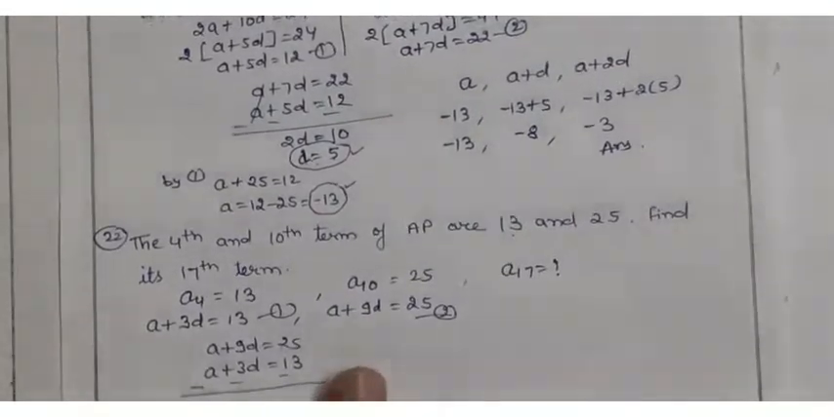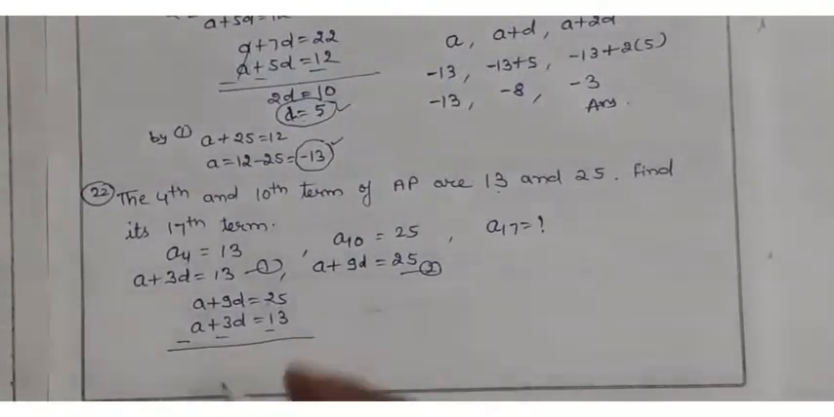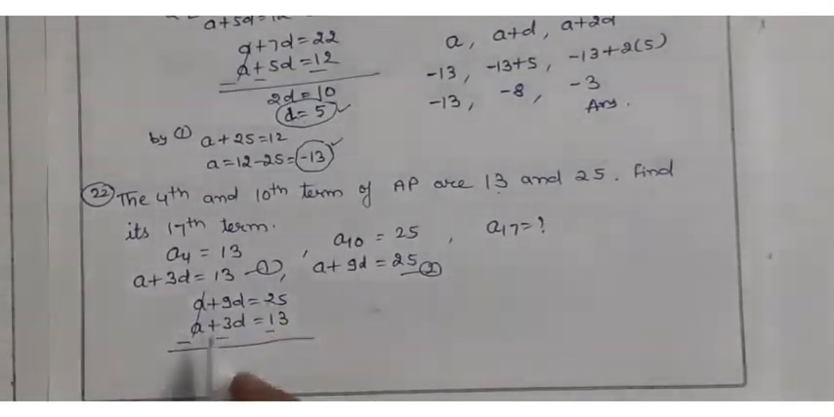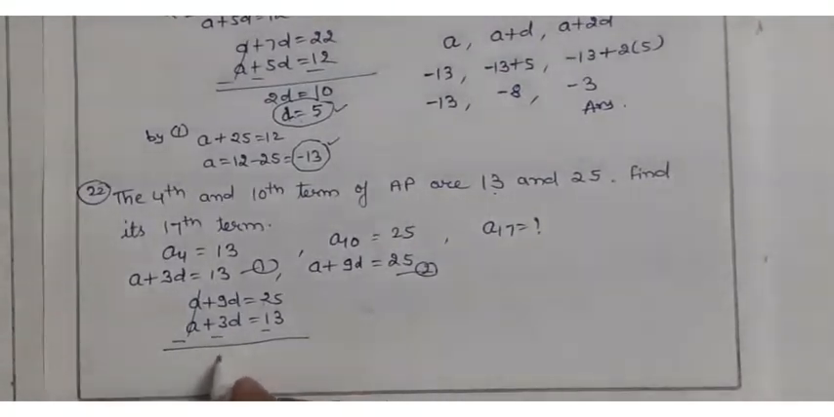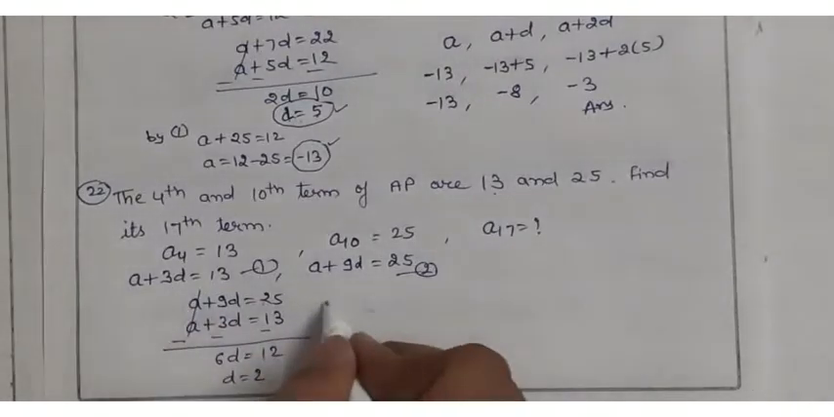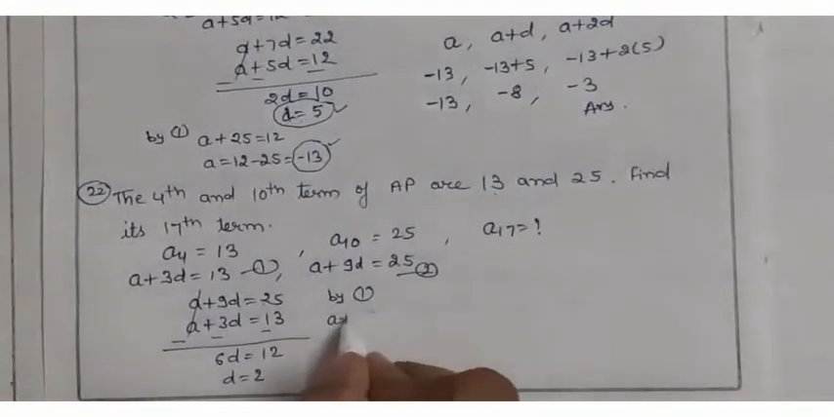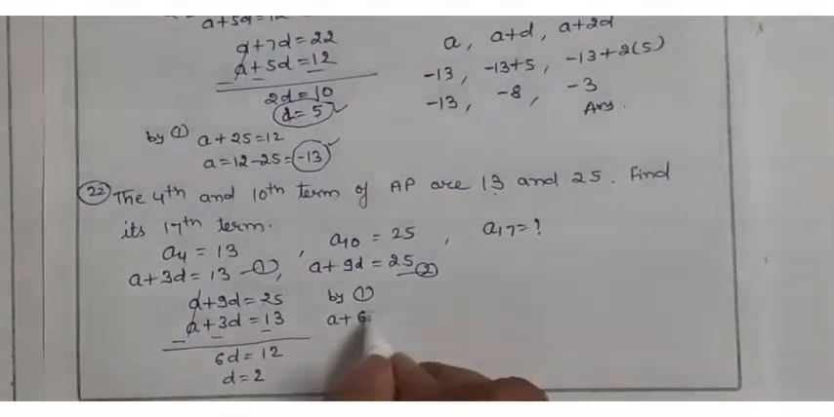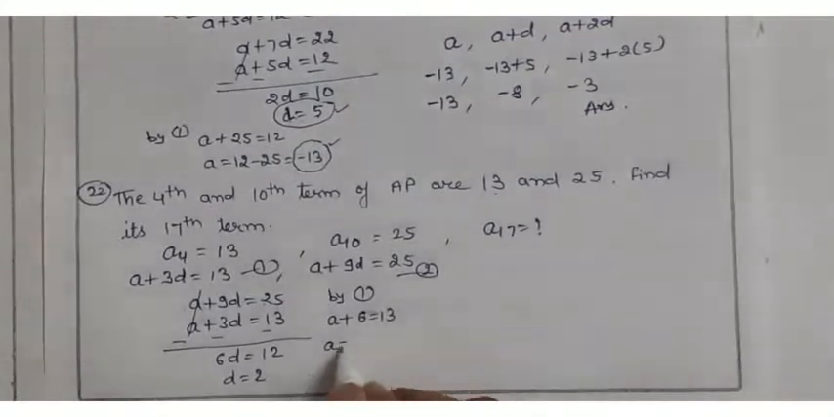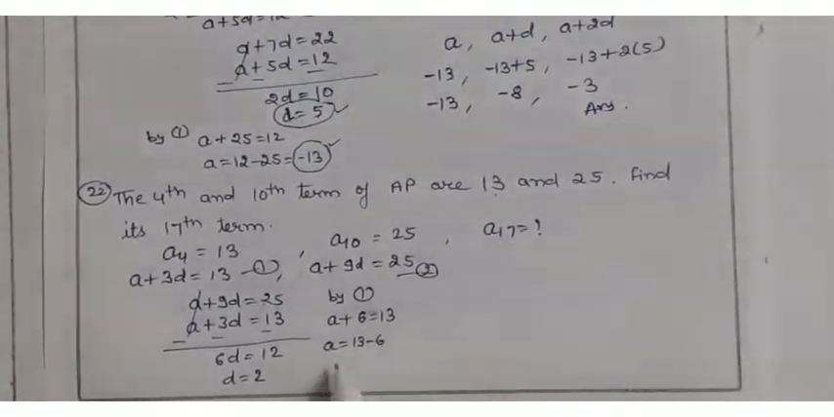Okay. How can you simplify? Just you see. A to A cut. 9 minus 3 is what? 9 minus 3 is 6. This is 6D. Then this is 12. 12 upon 6, D is equal to 2. Put D equal to 2 in first equation. By first equation, A plus 3 2s are 6 is equal to 13. So what will be A? 13 minus 6. Then A is equal to 7.